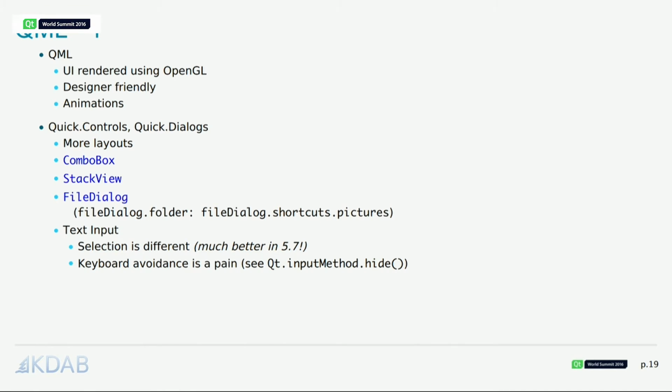Stack view is quite nice to handle things like transitions from one view to the next. The file dialog is mostly unused, because normally on iOS applications you never show files to the user, but there's a special case where you can set the folder to the file dialog shortcuts pictures, in which case it will bring up the native image picker, which is a nice thing to have.